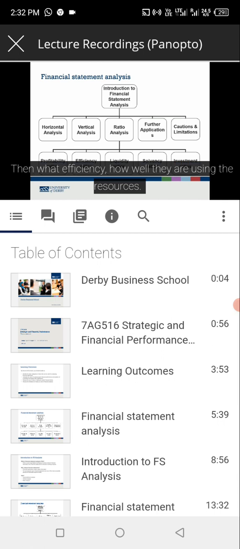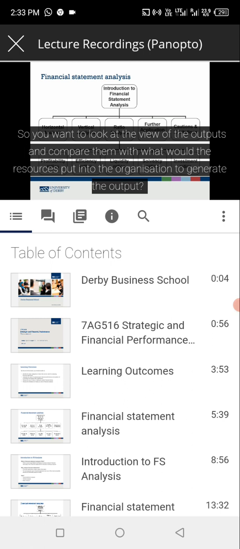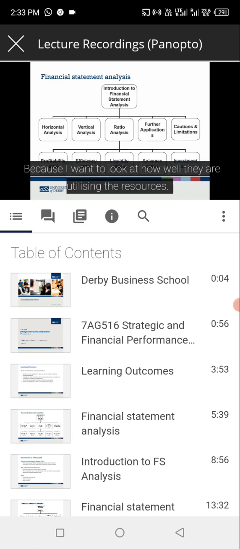Then, what? Efficiency. How well they are using their resources by measuring output against the inputs. So you want to look at the yield, the output, in comparison with what? With the resources put into the organization to generate the output. Is that okay? So we want to look at how well they are utilizing their resources.